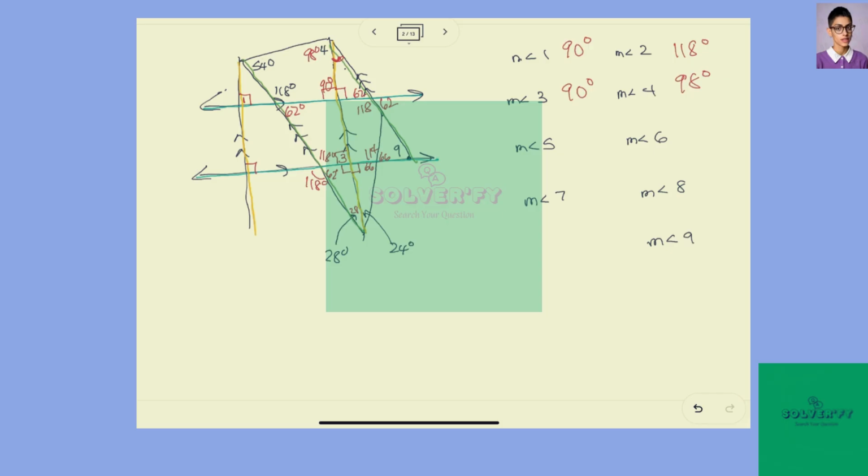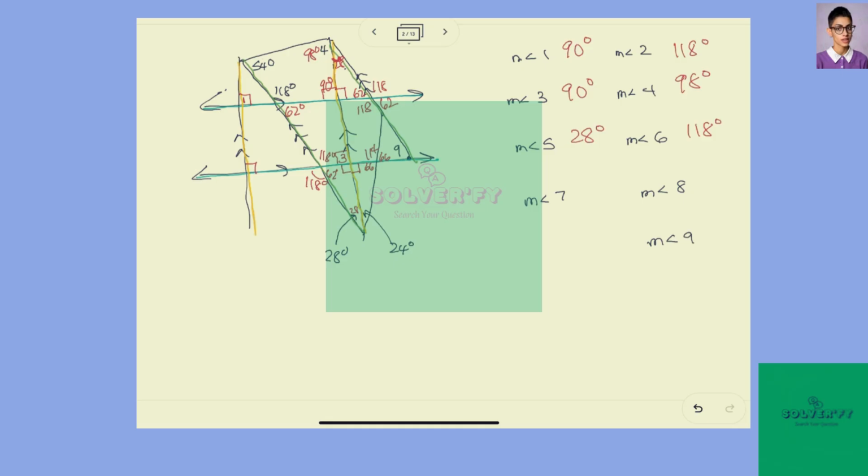90 plus 62 is 152. That one up top has to be 28 degrees. That's 28. 6 is 118 because it's vertical with the other angle. That's 118. Okay. 118. Let's see what I can do now.